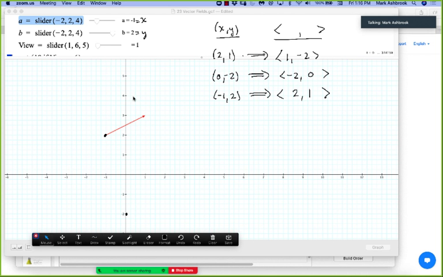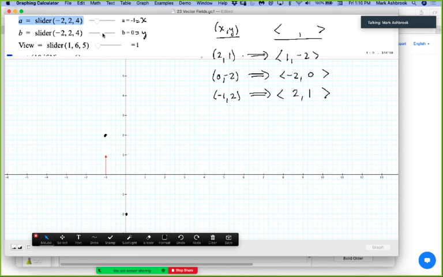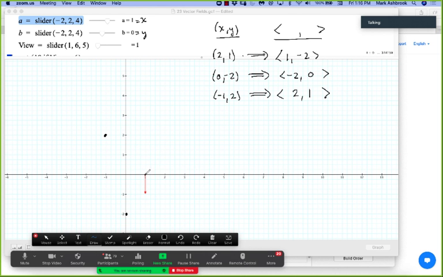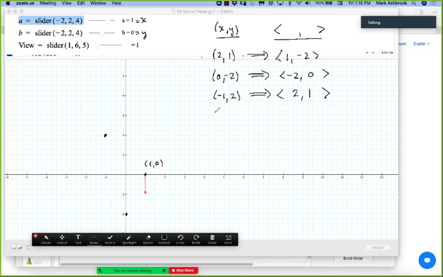So how about y equals 0 and x equals positive 1. So here's the point 1, 0. At the point 1, 0, what vector do we get? 0, -1. Okay, so we're trying to figure out this particular function.